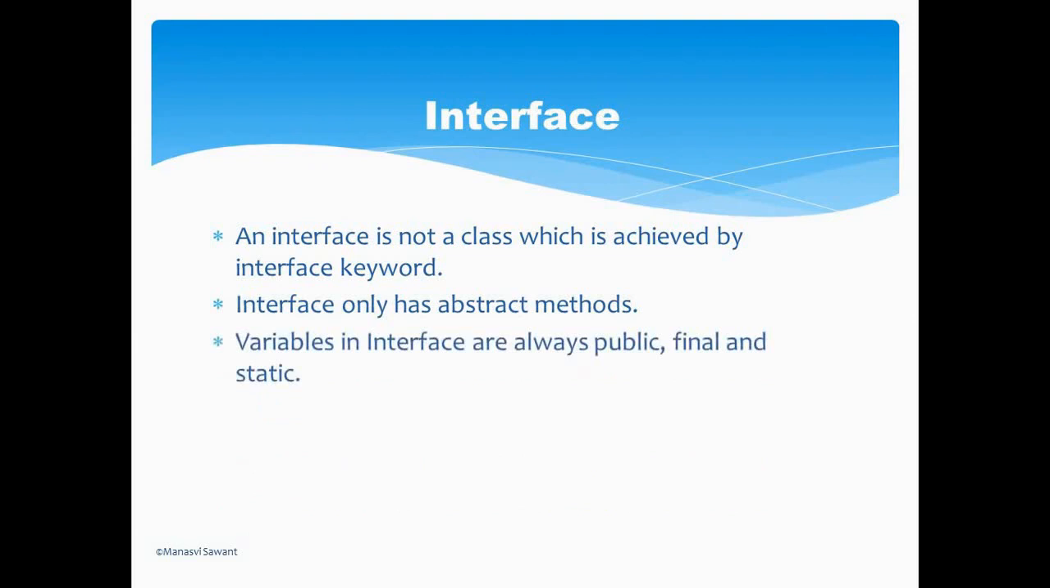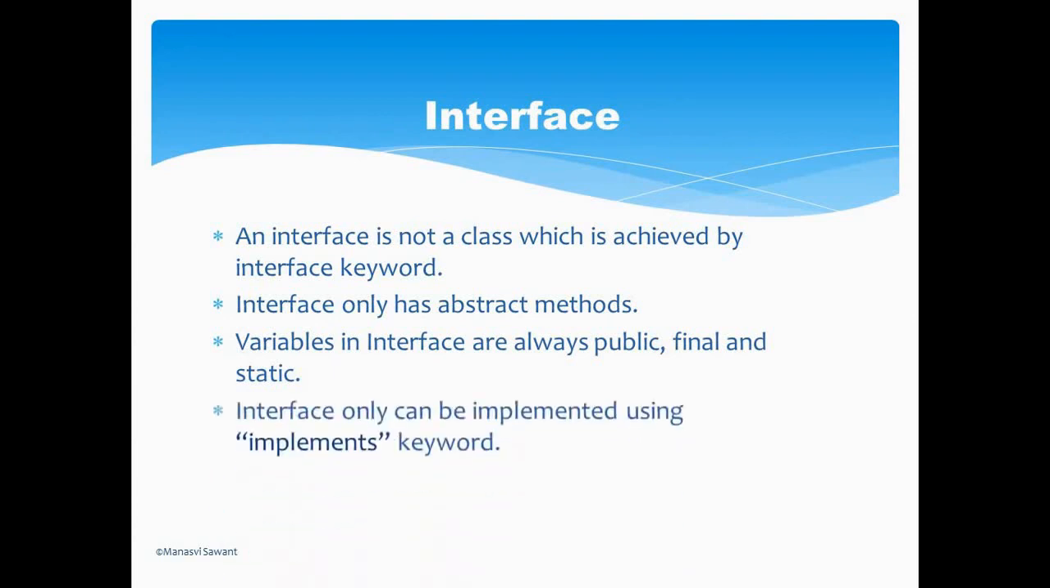Next point, variables in an interface are always public, final, and static. Variables which are declared inside an interface are always of type public, final, and static. We will study about final and static in our next upcoming videos. Next point. An interface can only be implemented using the implements keyword.